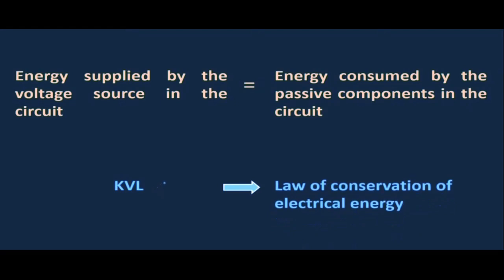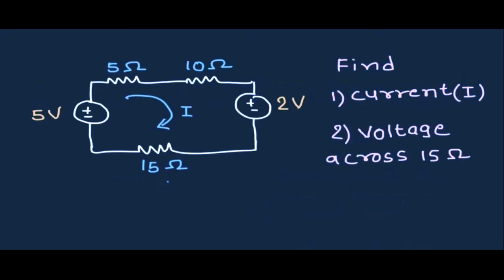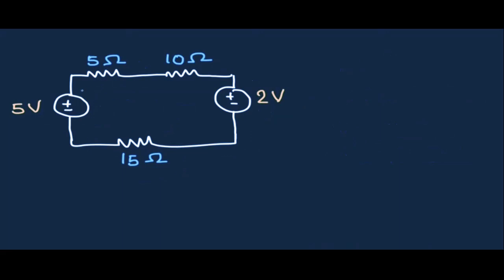Now let's take one numerical and see the application of Kirchhoff's voltage law. We are given one circuit which contains two voltage sources and a few resistors. In this circuit we need to find the current I that is flowing in this circuit and the voltage across this 50 ohm resistor. First of all, let's say the voltage drops across these three resistors are V1, V2 and V3 respectively. Let's apply Kirchhoff's voltage law around this loop.